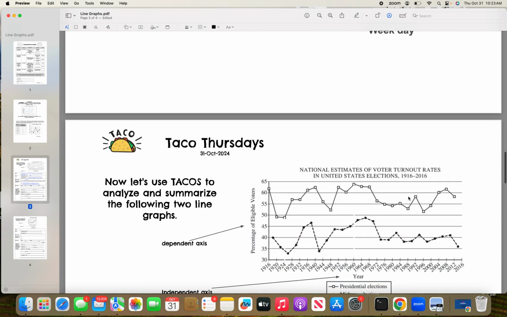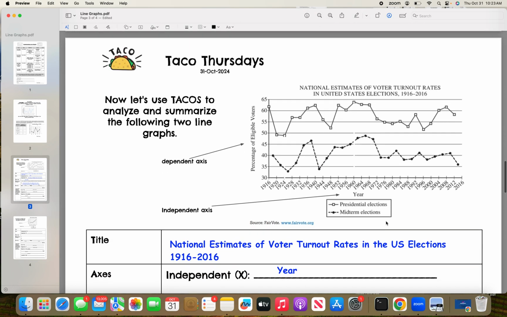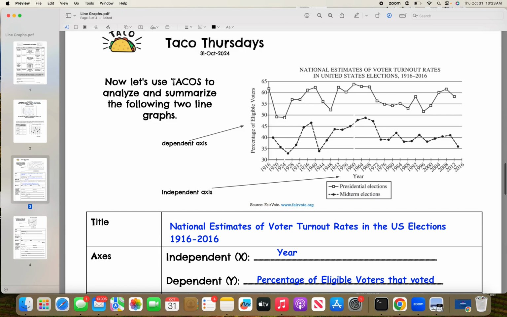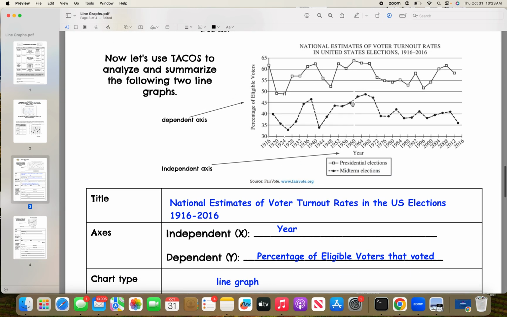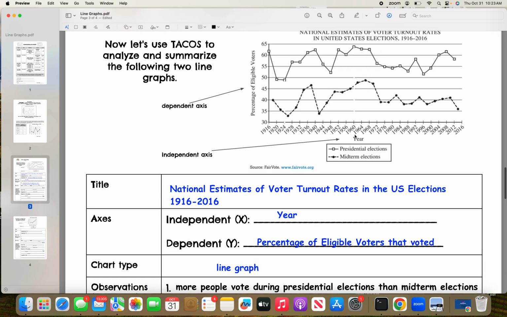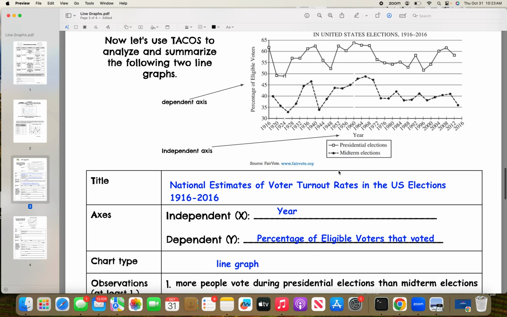Now, going right along, we're going to do Taco Thursday. We're going to use TACOS, title, axes, chart type, and observations to analyze this chart here. What is this about? This is about national estimates of voter turnout rates in United States elections from 1916 to 2016, all right? So as we look at this, first we want to analyze our axes. The independent axis is the years, and the dependent is the percentage of eligible voters who actually voted.